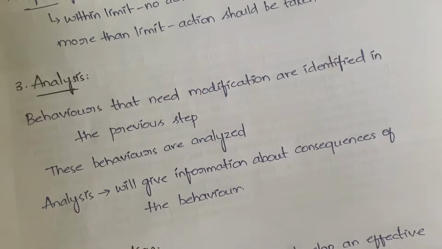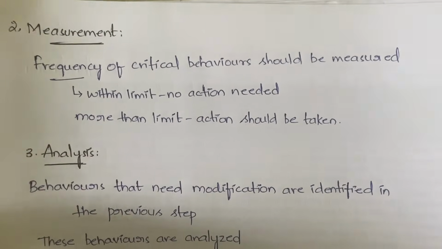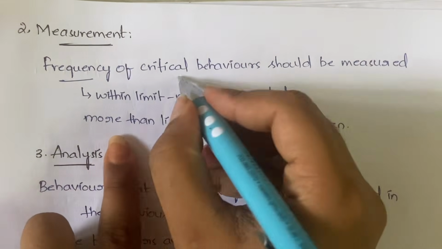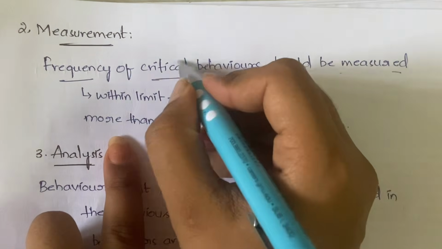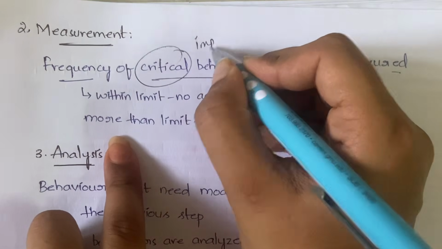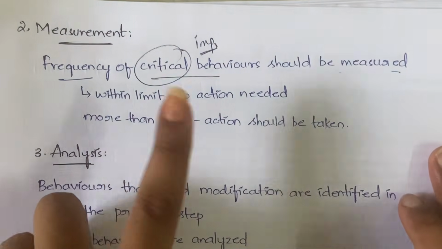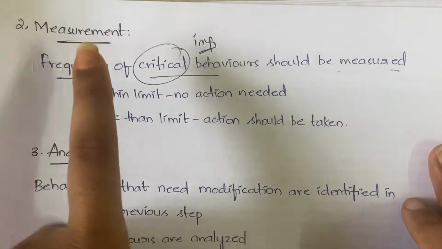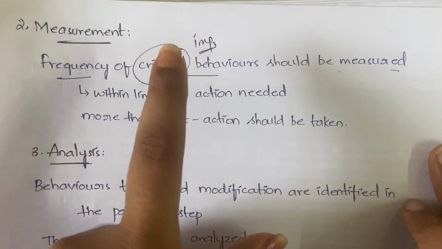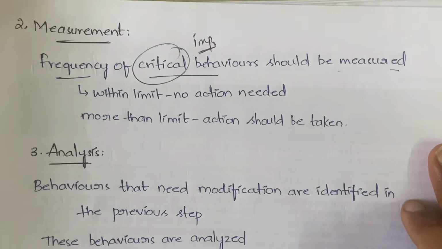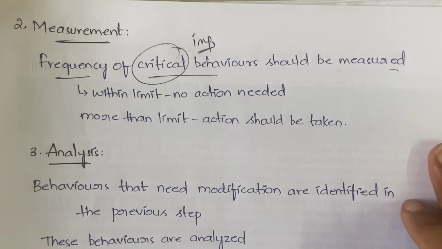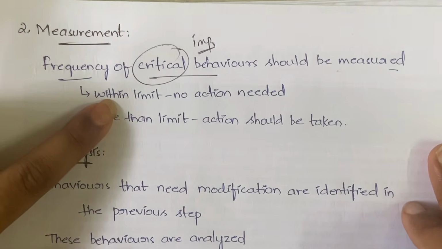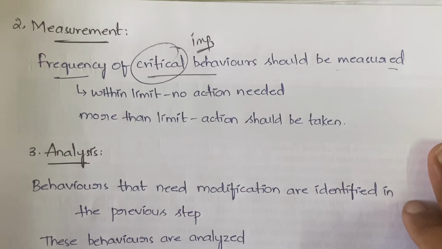So in measurement, what we will do is the frequency of critical behaviors should be measured. Critical behaviors are nothing but the important behaviors which we have identified in the previous step, that is, in the identification step. Okay, so the frequency of those critical behaviors should be measured, and if that frequency is within the limit then you need not do anything. Okay, the behavior is good, you need not make any changes to that behavior.